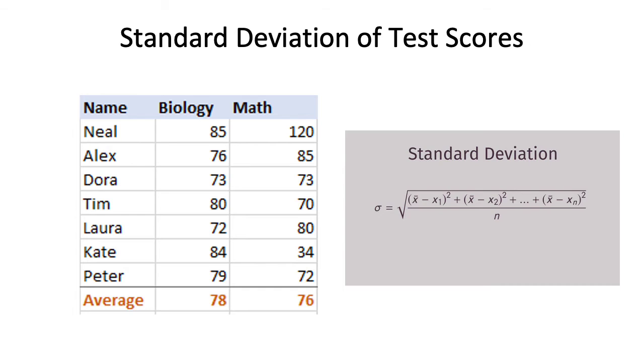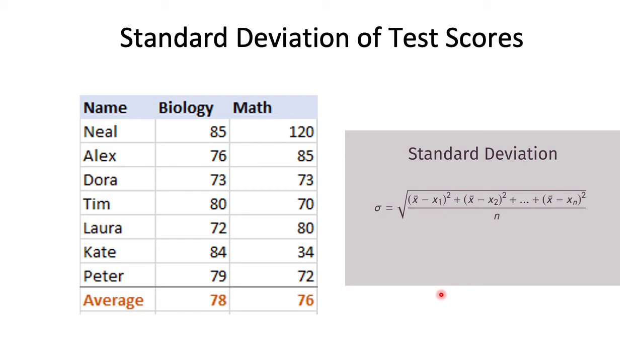So let's take a guess. Which one of these exams have a higher standard deviation? The scores that are closer together, the ones that are closer to the average, or the scores that are farther away from the average? And remember, the higher the standard deviation, the more variation in the population.